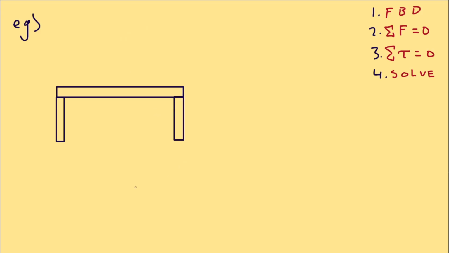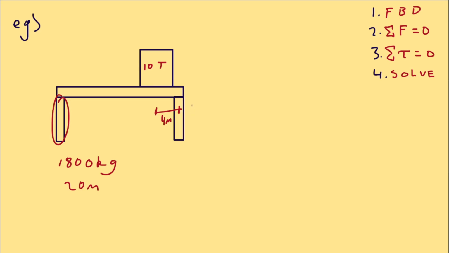And this steel beam that spans the rooftop weighs 1,800 kilos. So this block right here is 20 meters long. On top of this steel beam, we have a 10-ton solar battery. It's 4 meters away from the right side support. Find the force that each column is exerting to hold this super heavy battery in place.